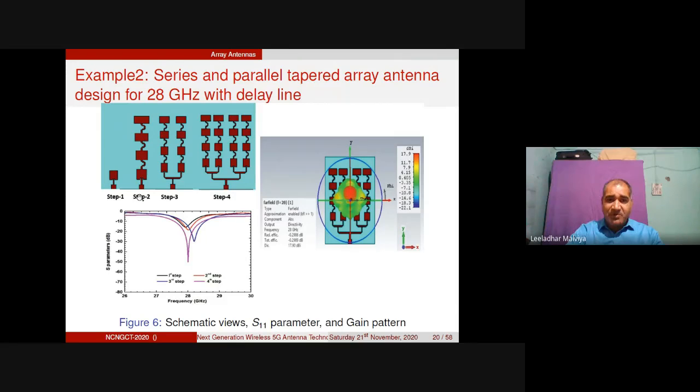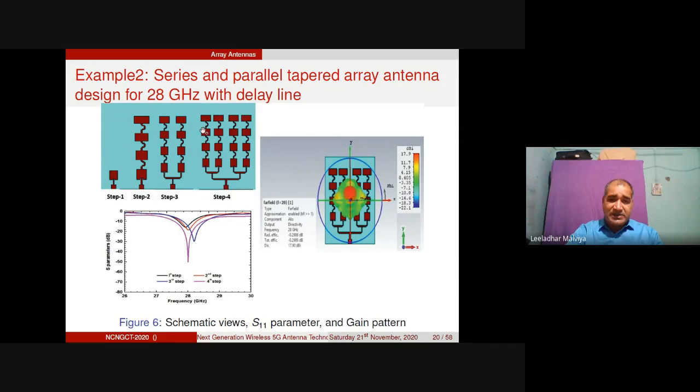But our requirement is that the gain should be high as well as the bandwidth should be high. So what we have done, we have converted this in step 3, right? Step 3 uses a power divider arm, a 1x2 power divider arm, and this has become the series cum parallel type of connection, right? But our requirement was not fulfilled with step 3, so we have gone through step 4 and obtained the required bandwidth as well as the required gain.